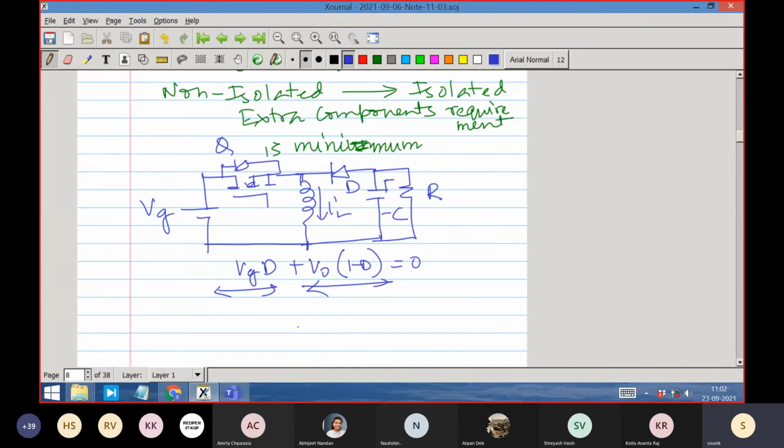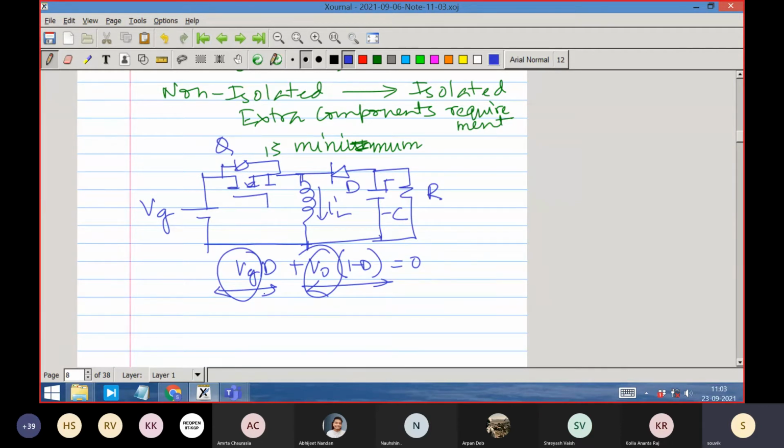What is beautiful about this basic topological configuration is that you get two clearly different voltages. One time only the input voltage, another time only the output voltage. They are not mixed up during on time or off time. During on time there is no expression combining VG and V naught. During off time there is no expression combining VG and V naught. So all the time they are separate and segregated. This separation is prompting you to think, if these two levels are separate and segregated, why can't we make a transformer?